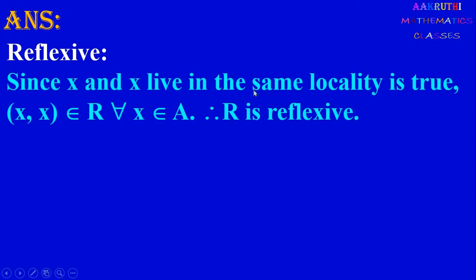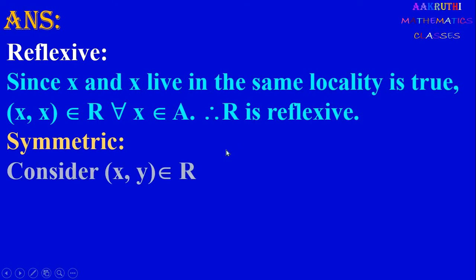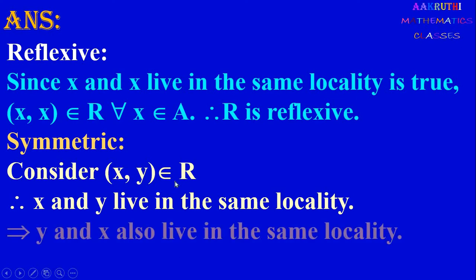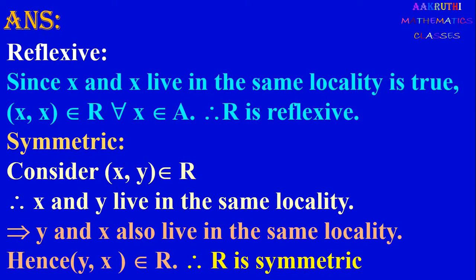Now since x and x live in the same locality is true, that is, x and x always live in the same locality is true. Therefore (x, x) belongs to R for all x belonging to A. So therefore R is reflexive. So next it is symmetric. So we take (x, y) belongs to R. That means x and y live in the same locality. Then y and x also live in the same locality. So therefore (y, x) also belongs to R.